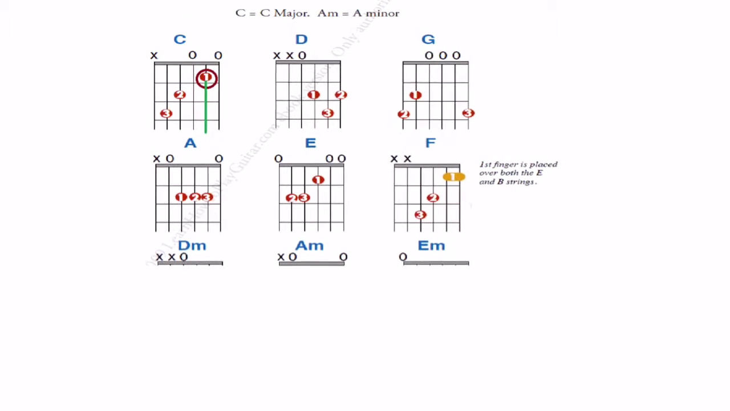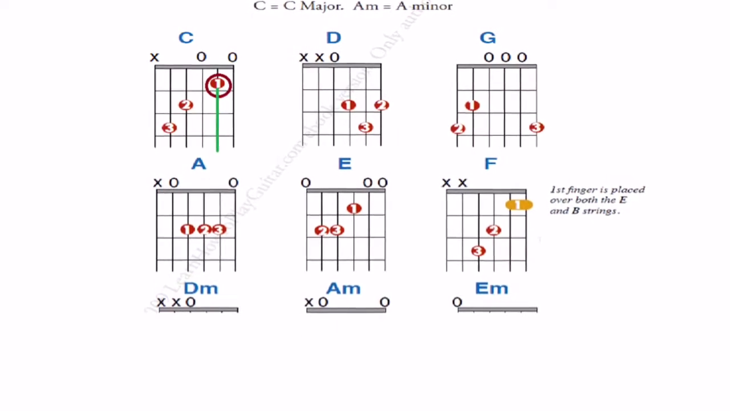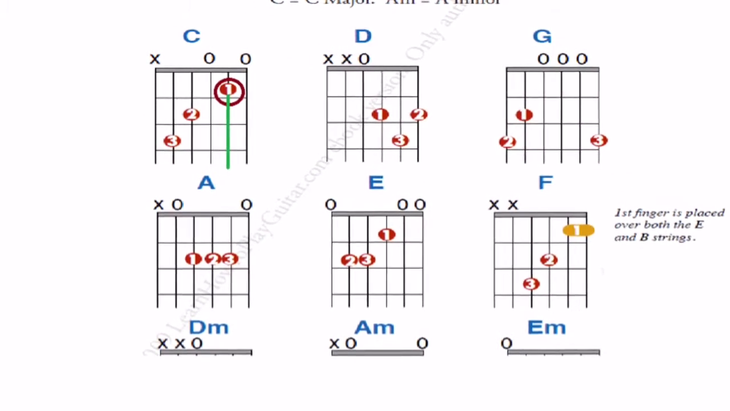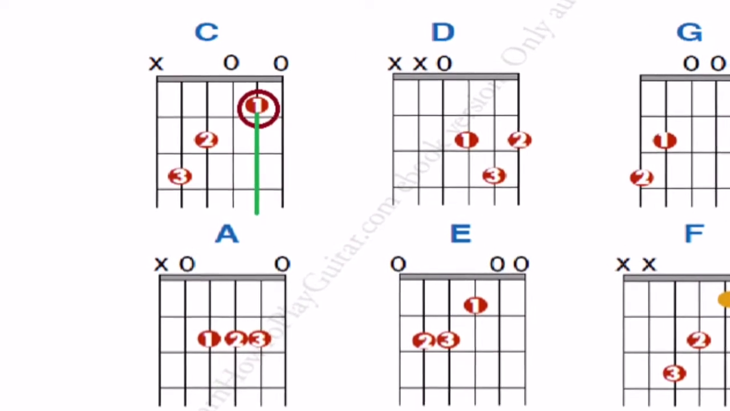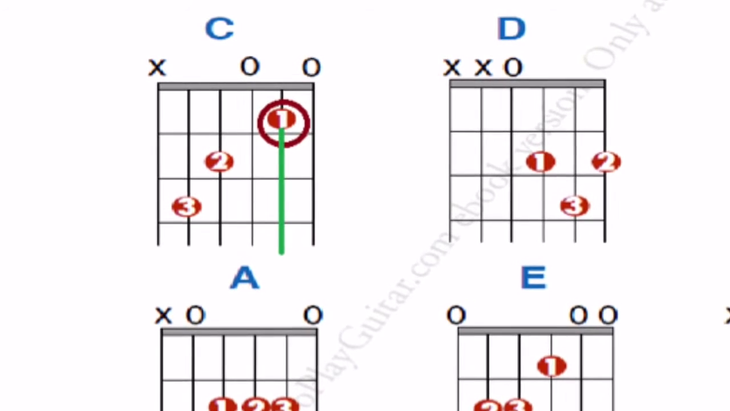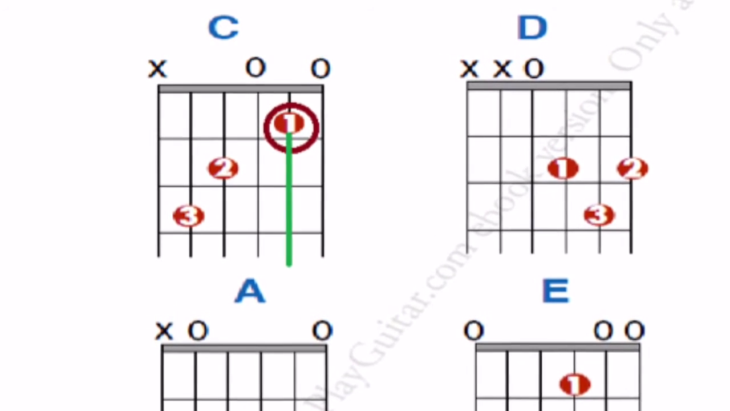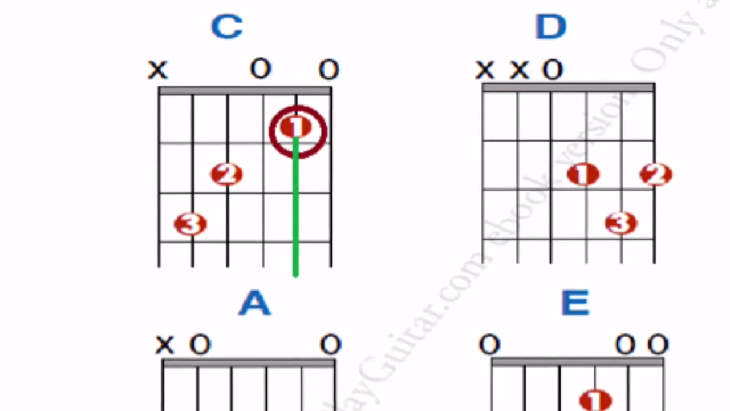The circles that you see with the numbers tell you where to put your fingers and which finger to use. So your fingers are 1, 2, 3, 4. 1 is your index finger, 2 is your middle finger, 3 is your ring finger, and 4 is your pinky. The dot shows you exactly which string to press down and what fret to put your finger on for that string.